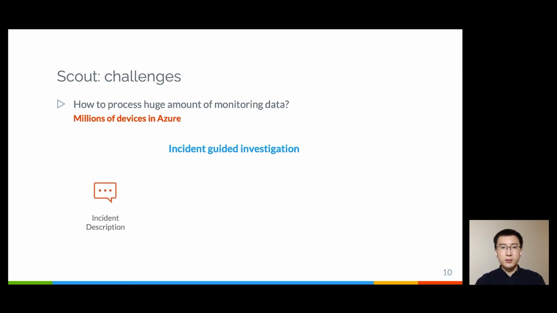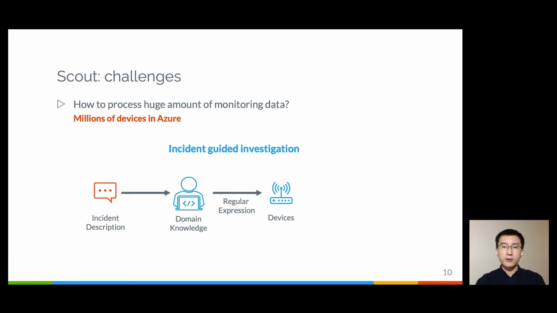The incident description usually can tell us the candidates of the affected devices, such as the affected servers, switches, and clusters. We can leverage the operator's domain knowledge and encode the device's naming convention through regular expressions and extract the potential devices out. After this step, we can find related devices' monitoring data. Through this method, we can shrink our scope and collect a reasonable amount of monitoring data.